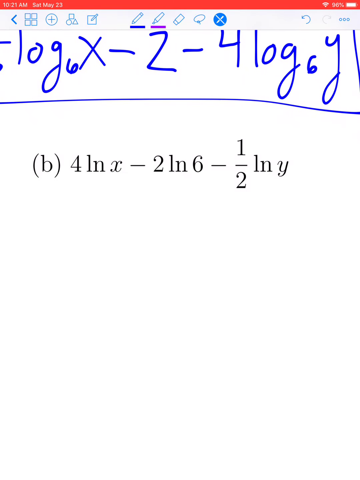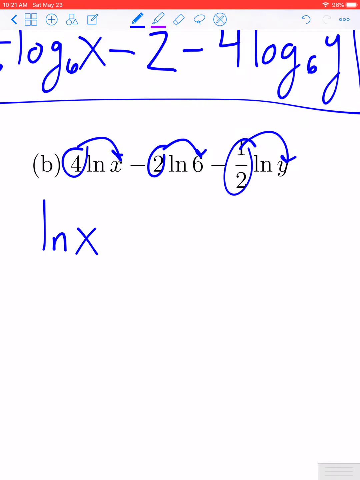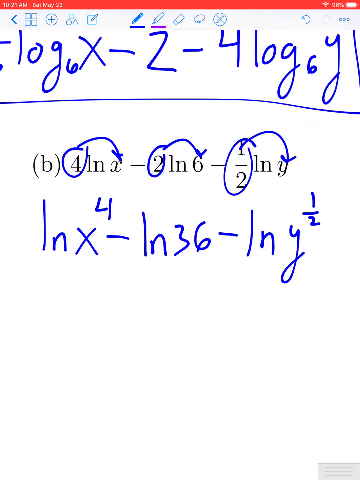Let's take a look at the last one. Here we want to, again, condense this. The first step is going to be to bring all of these powers into the exponent. This would give us the ln of x to the fourth minus the ln of 6 squared, that's 36, minus the ln of y to the 1/2 power.